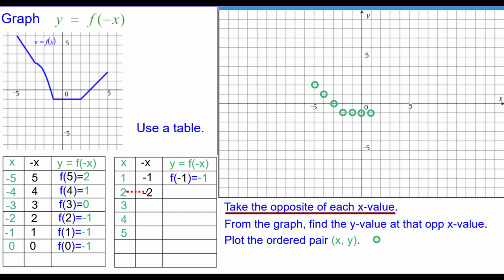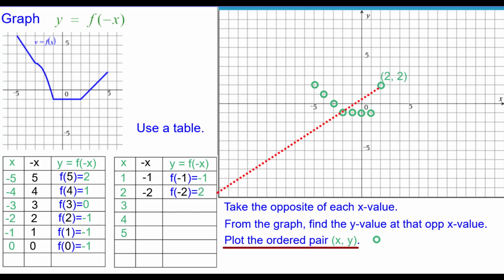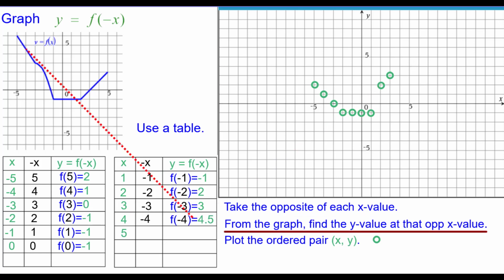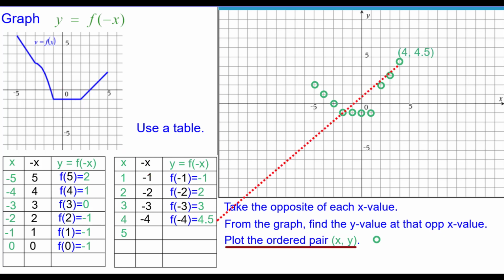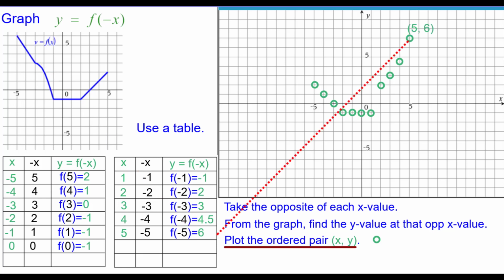2's opposite is -2. F at -2 is up there at +2, so 2, 2. 3's opposite, f at -3 is 3, so 3, 3. 4's opposite is -4. F at -4 is actually at 4.5, so 4, 4.5. And 5's opposite is -5, and the function's value is its maximum up there at 6, so 5, 6.